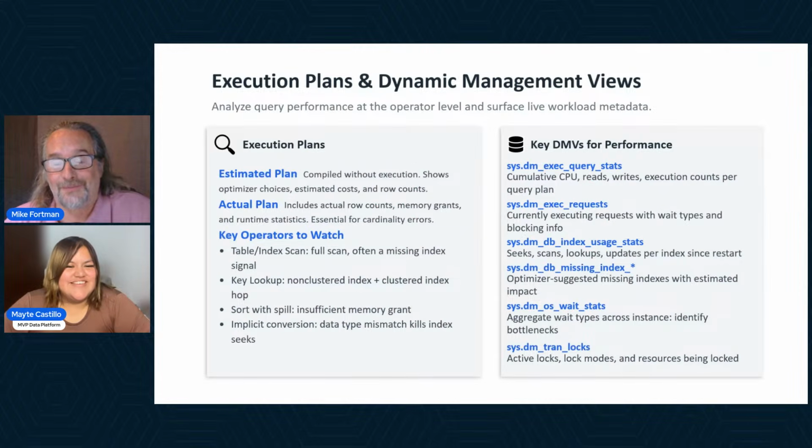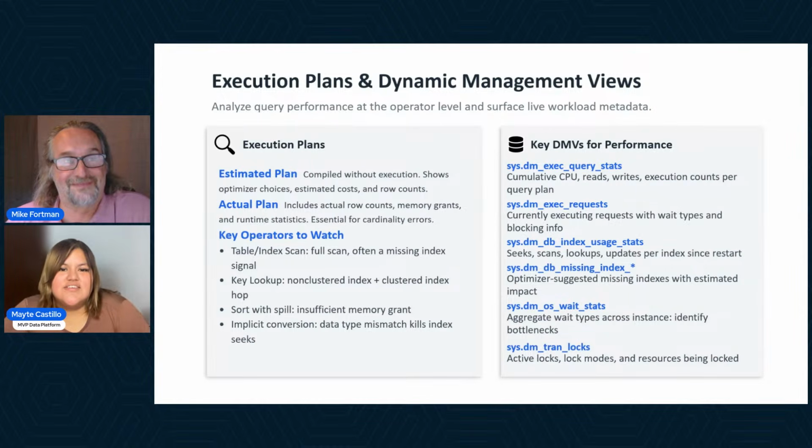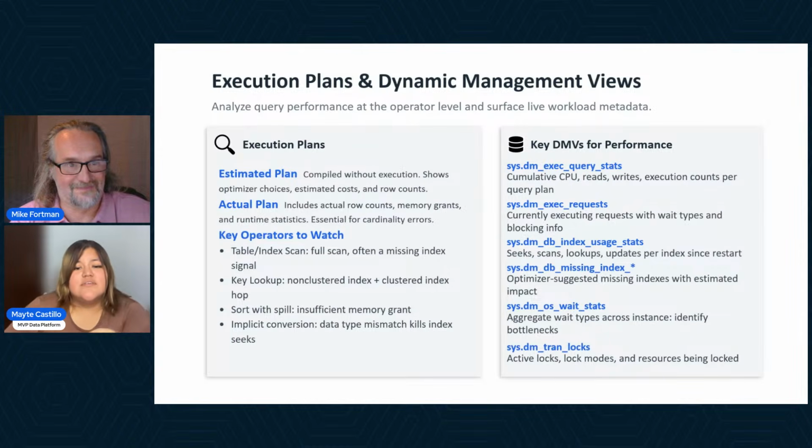An estimated execution plan shows the strategy selected by the query optimizer without executing the query. It includes estimated row counts, operators, and cost. An actual execution plan is generated after execution and includes runtime information, allowing us to compare estimated and actual rows and identify cardinality estimation problems.